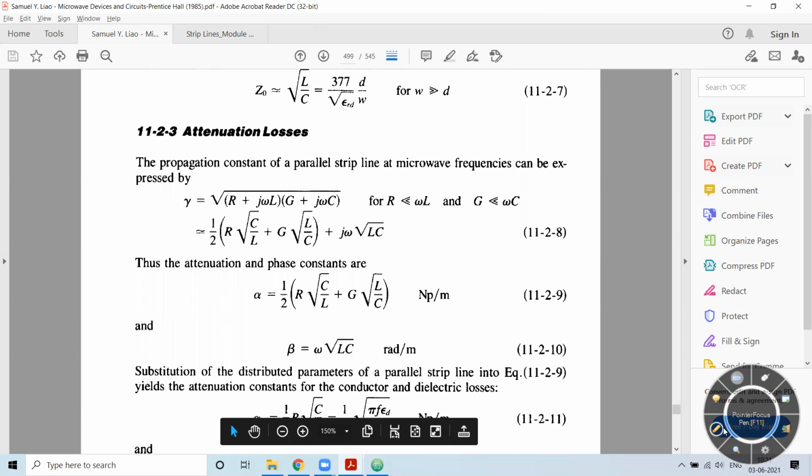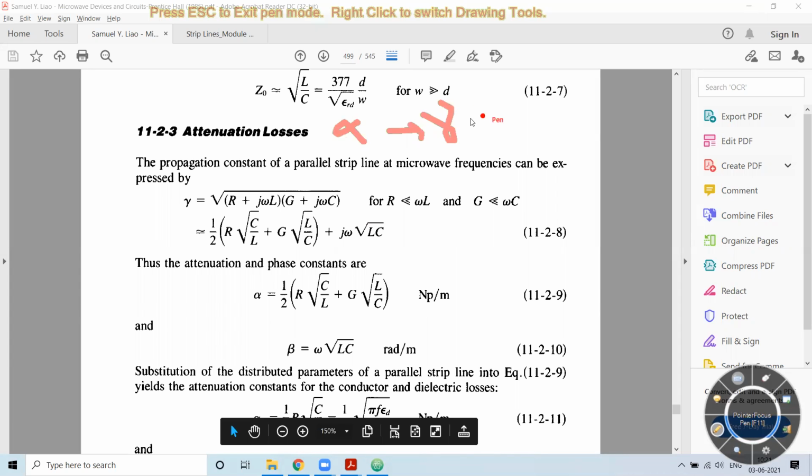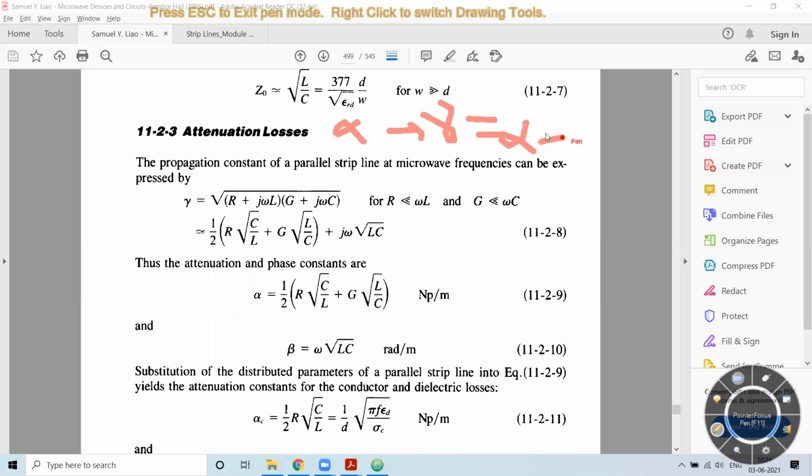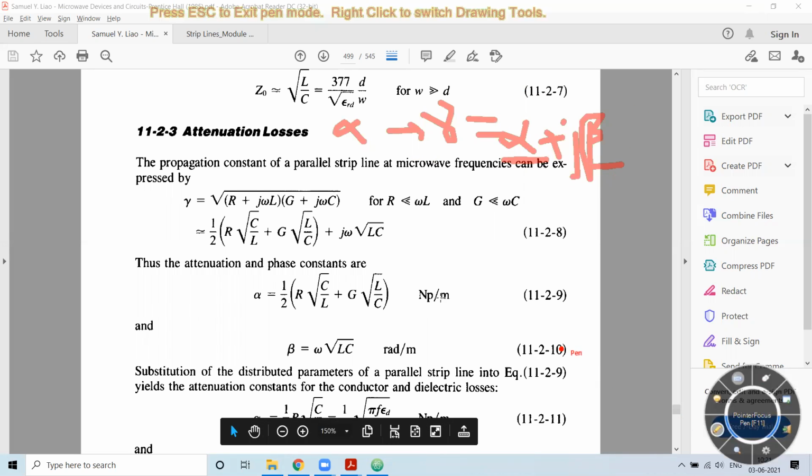Now next, attenuation. In order to obtain the attenuation, we can obtain it from the propagation constant, which is actually given by alpha plus j beta, in which alpha gives you the attenuation parameter and beta gives you the phase constant. This is the attenuation constant and this is the phase constant. Overall together it is the propagation constant.